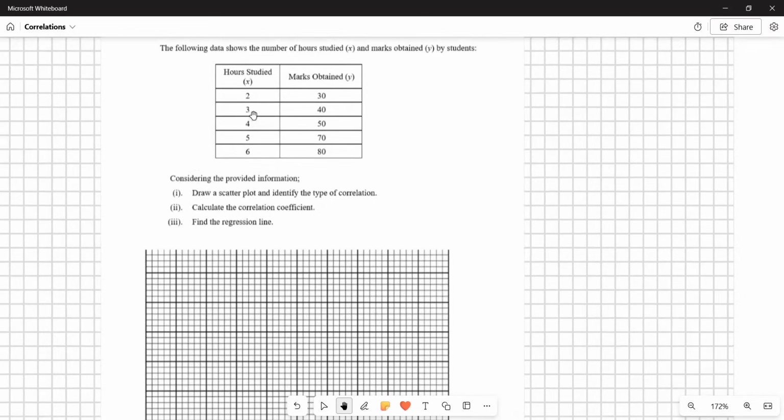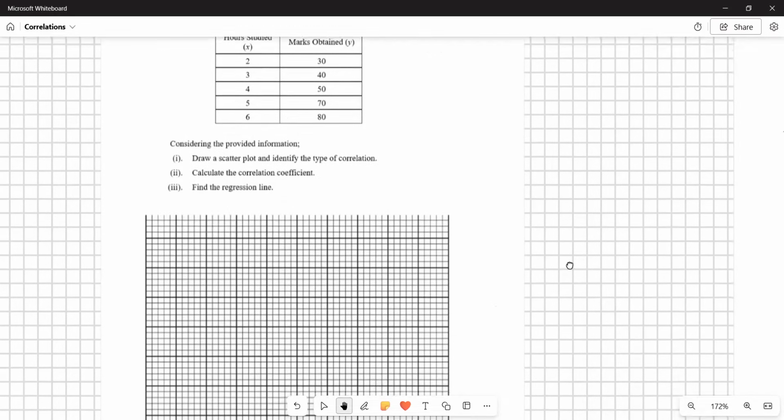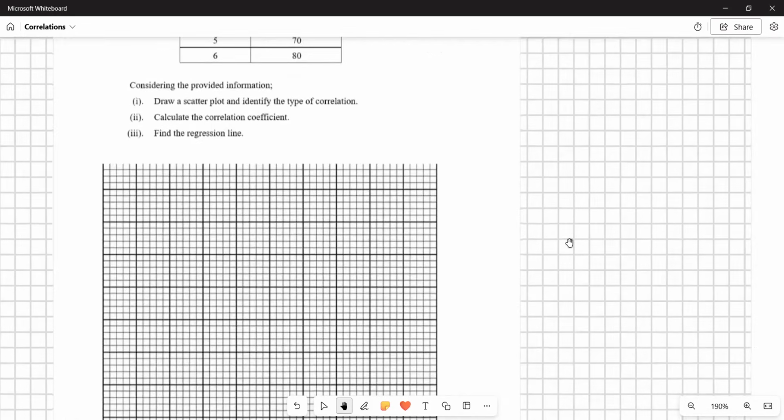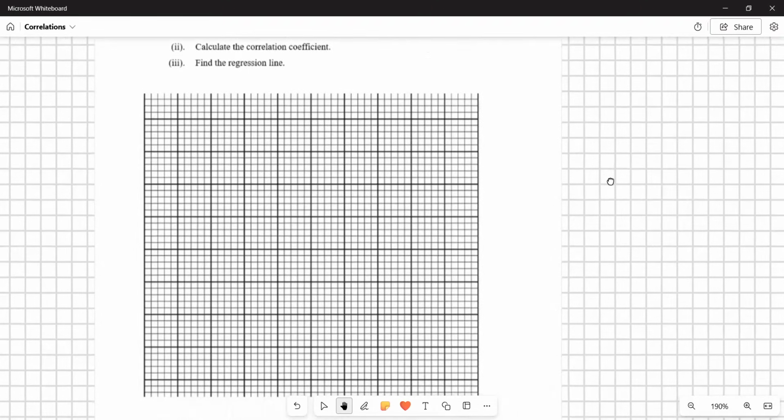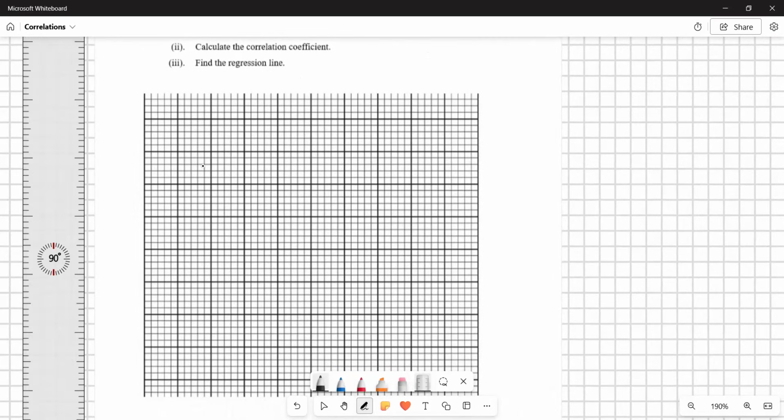Okay. Maximum X is 6. Therefore, X up to 6. Maximum Y is 80. First scale is X up to 6, Y up to 80. Keep that in your mind and go for the graph sheet. I think in the examination you can also ask for graph sheets, especially ATI people. Then we can get the ruler here.